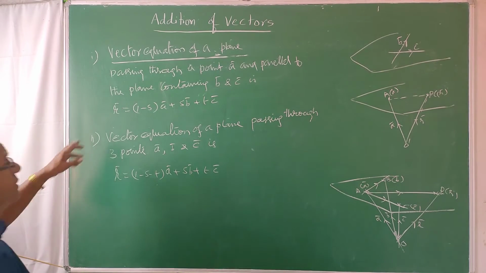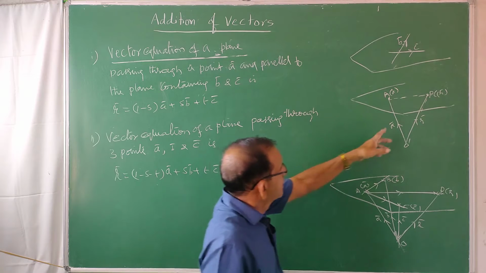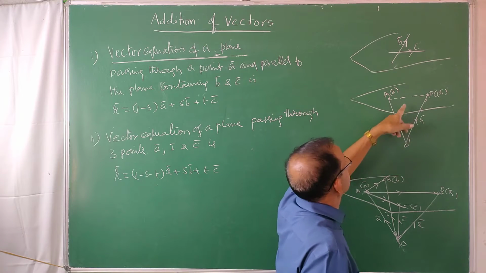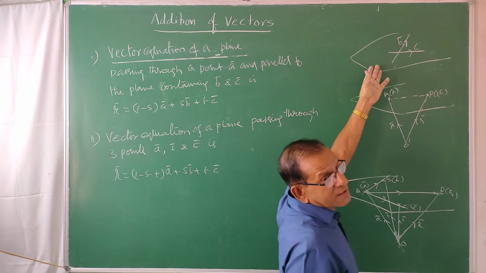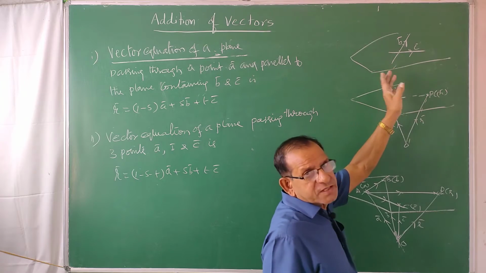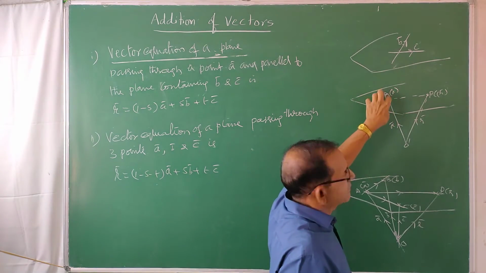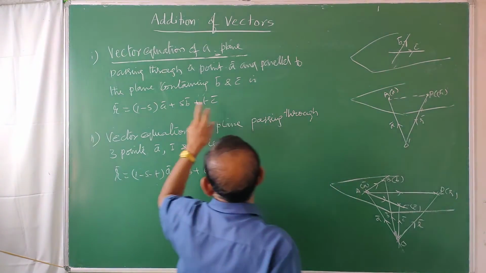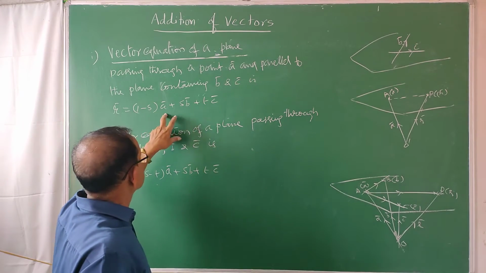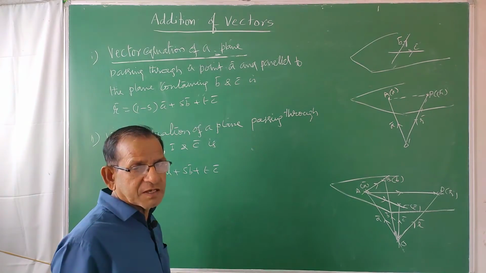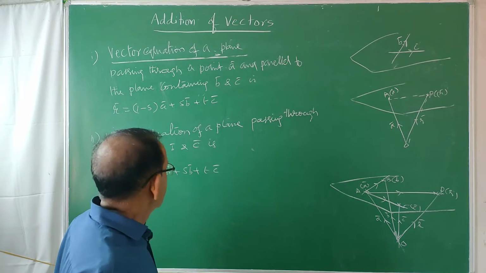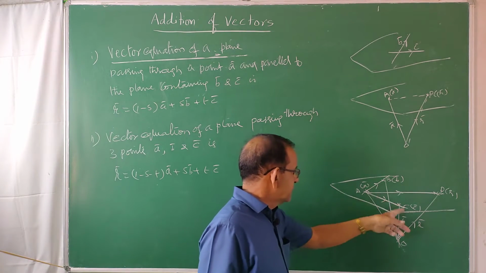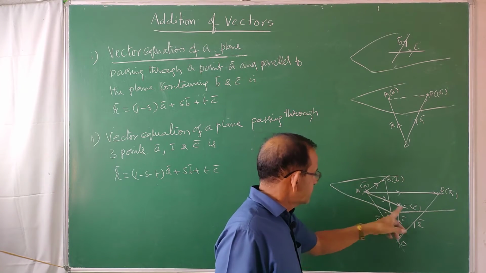Here a plane, a point A is given on this plane, and this plane is parallel to another plane which contains 2 vectors b bar and c bar. Then the vector equation of this plane is r bar is equal to (1 minus s) a bar plus s b bar plus t c bar, and in the other case all the 3 points are there on the same plane.